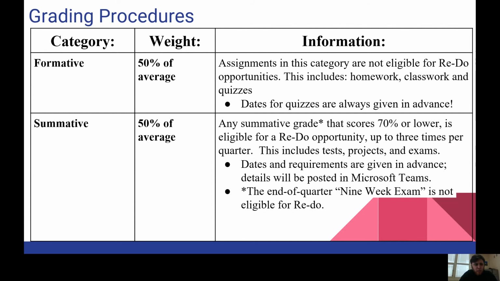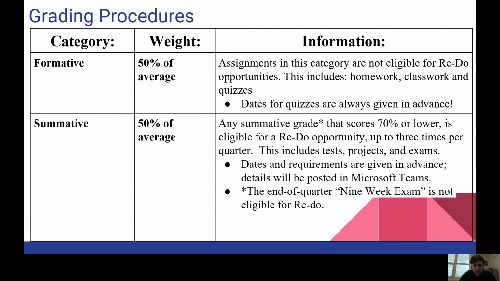The way this class works, there are 2 different types of grades. There's a formative grade and a summative grade. Formatives are 50% and summatives are 50% as well. Formatives are assignments in this category that are not eligible for redo opportunities. Because they're more set up to be classwork and checking for understanding assignments, there will be no ability to redo these assignments. This includes homework, classwork, and quizzes. Dates for quizzes are always given in advance. I will always give the date of a quiz in advance, and I will show you where you will see that.